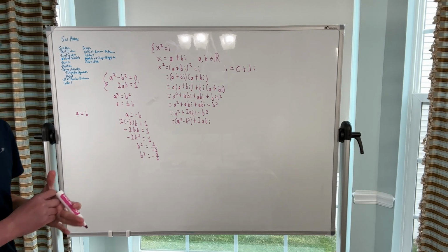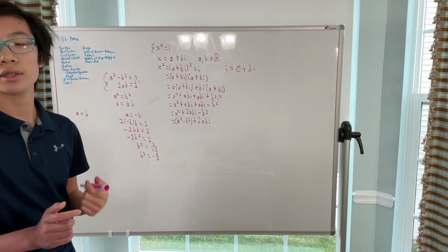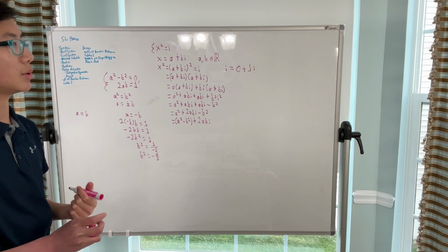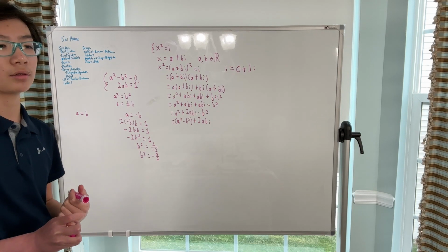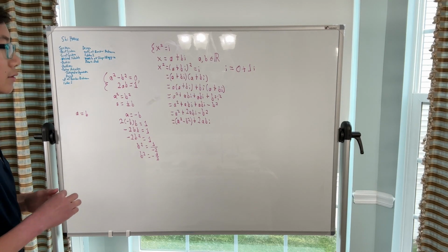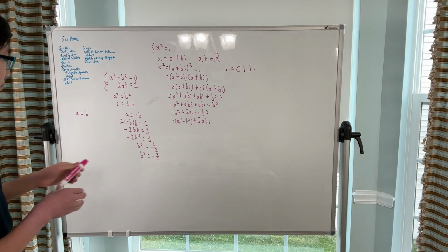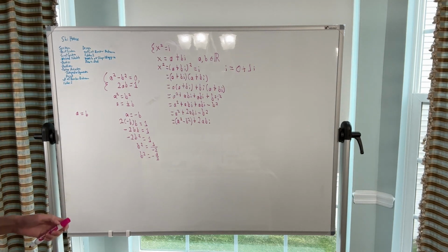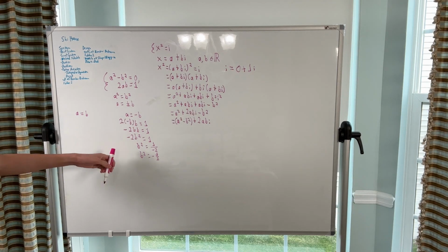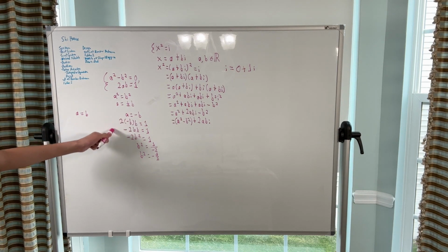Because if b is real, then b can either be negative, 0, or positive. If b is positive, then its square must be positive. If b is 0, then its square must be 0. And if b is negative, then its square must also be positive. So if b squared equals negative 1/2, then b cannot be real. So we can disregard a equals negative b because there are no real solutions.